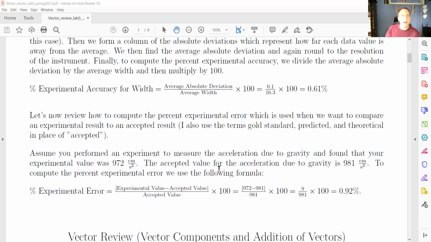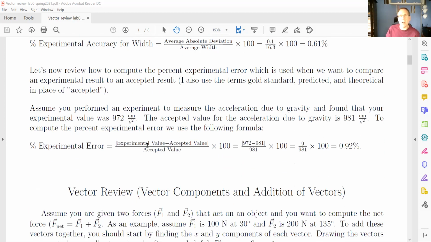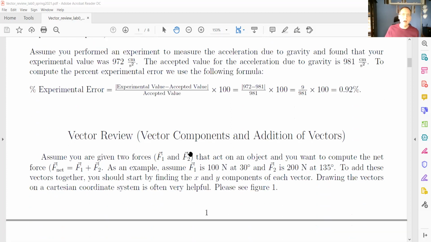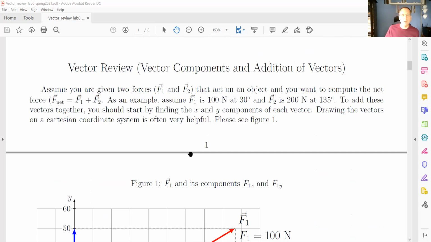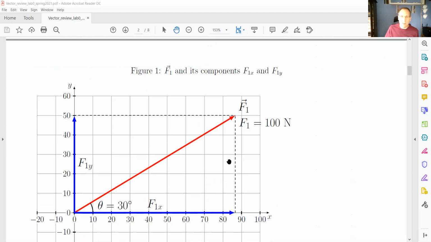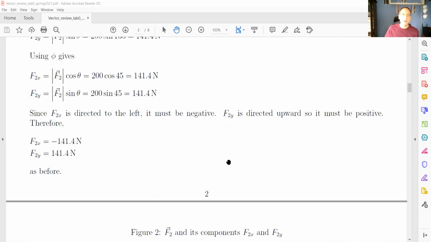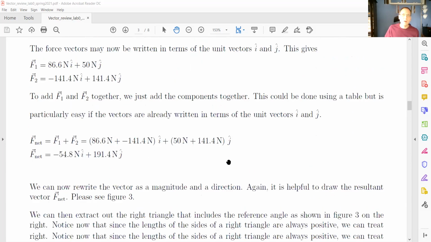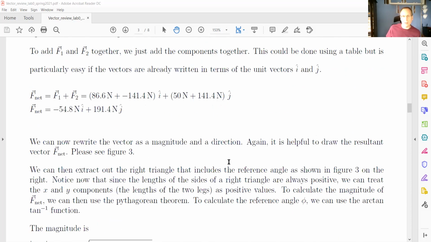Then I went over an example where I reviewed how to compute percent experimental error. Remember, that's when you compare an experimental value to an accepted predicted gold standard value. Okay, and then finally, I do a review of vector addition where I add two vectors together. Again, you guys can carefully go through this, where I'm adding basically two force vectors together.